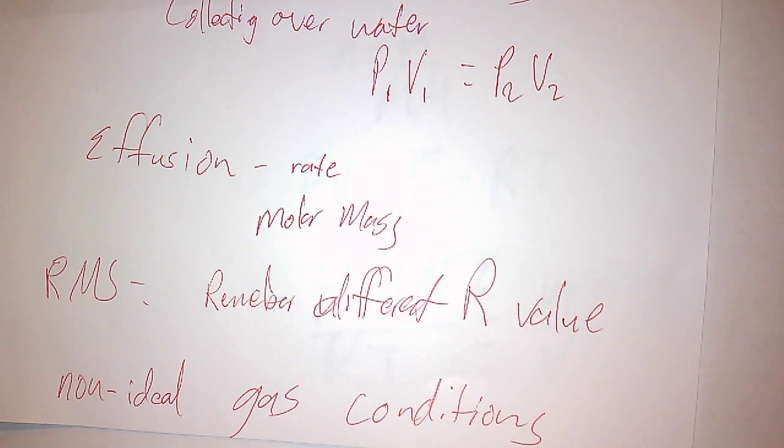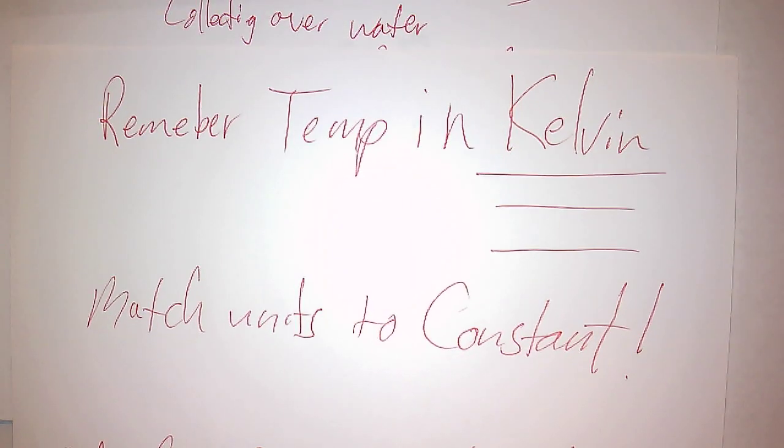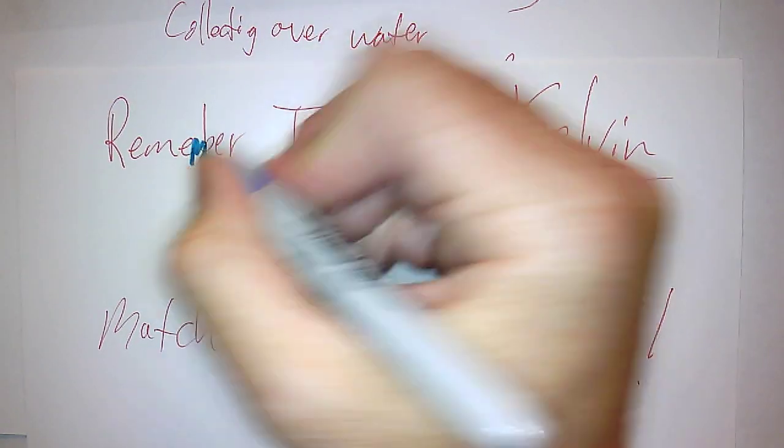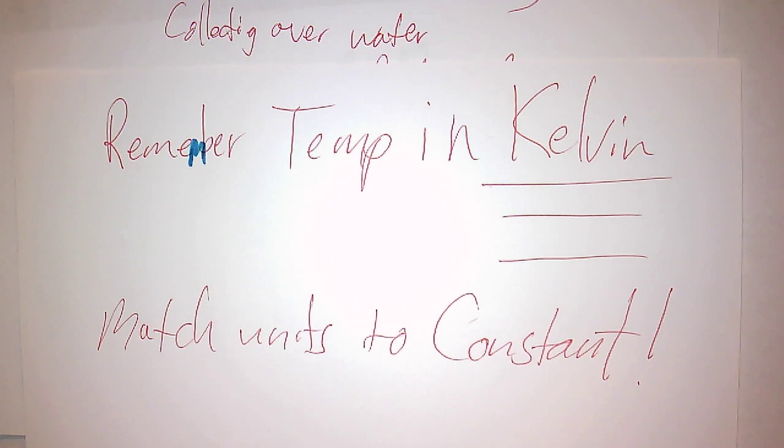All right, now, a couple of remembers. Remember, temperature in Kelvin. But if you have it in kelvins and they ask for Celsius, change it back. I'm not sure whether they do or not. I'm just telling you. Check your units. Always match your units to your constants. If they give you the pressure in something other than ATM, make sure and turn it into ATM before you put it into PV equals nRT. Okay?